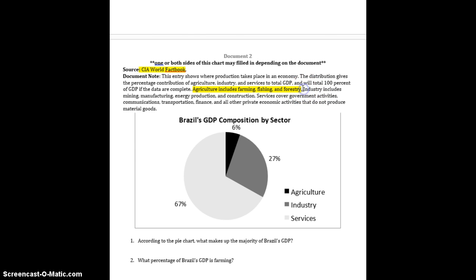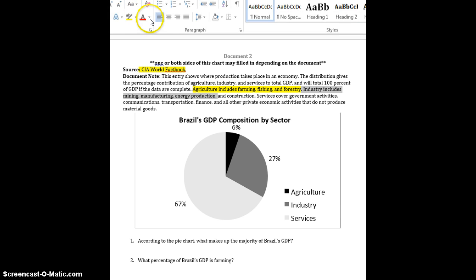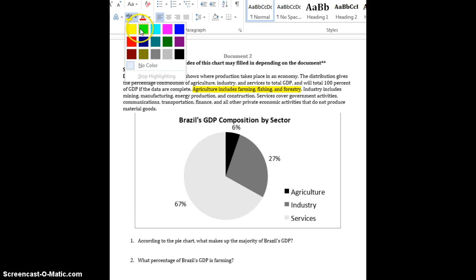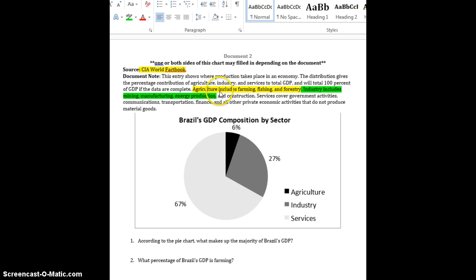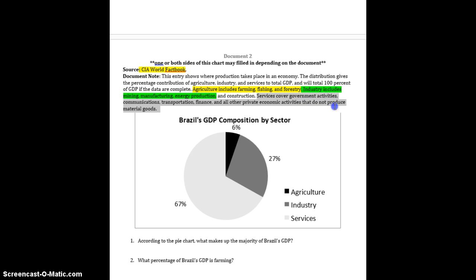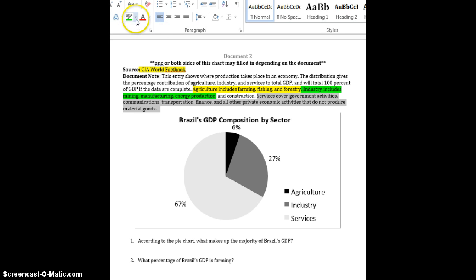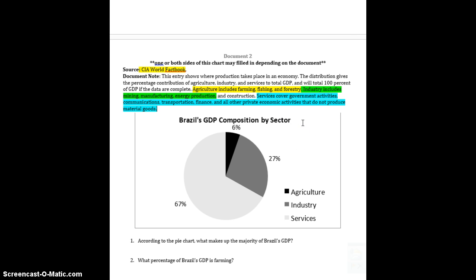The next one is industry. We see that they say industry includes mining, manufacturing, energy production, and construction. Services cover the government activities, communication, transportation, finance, and all other private economic activities that do not produce material goods. I want you to remember that we're using this as an economic reason.